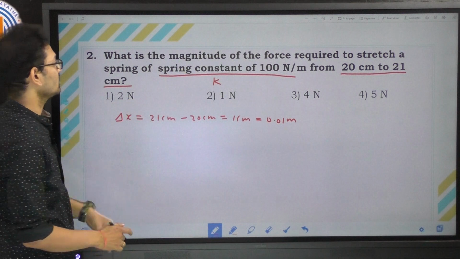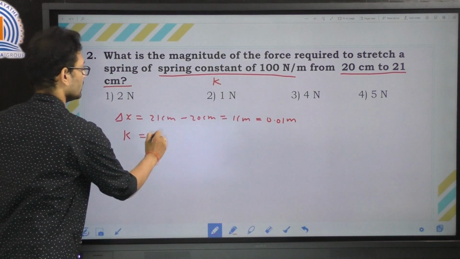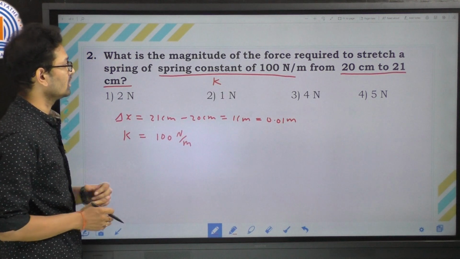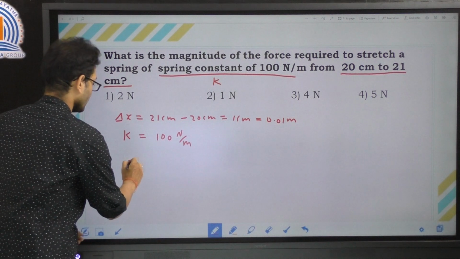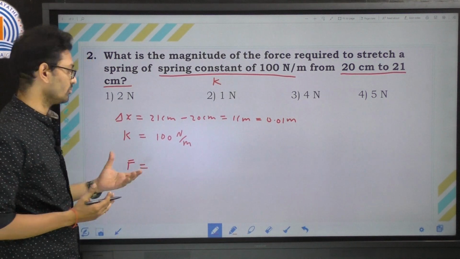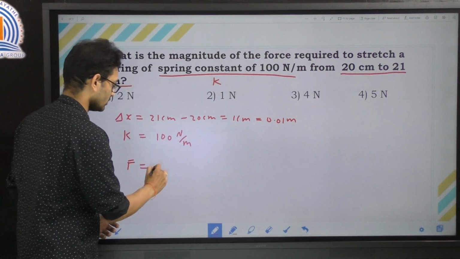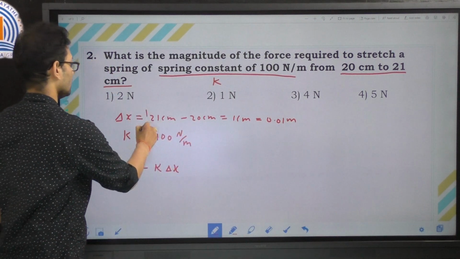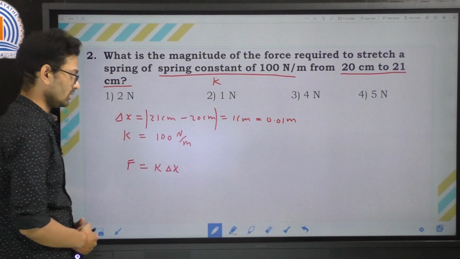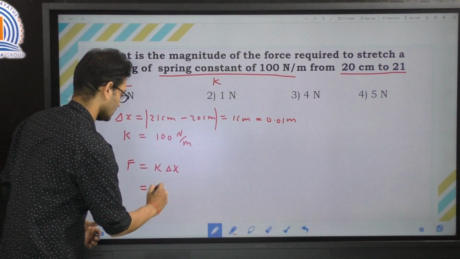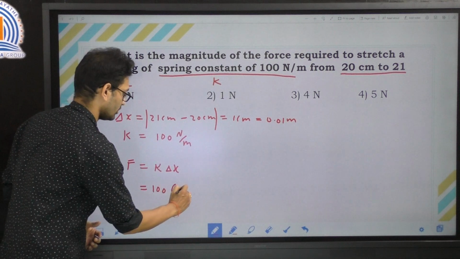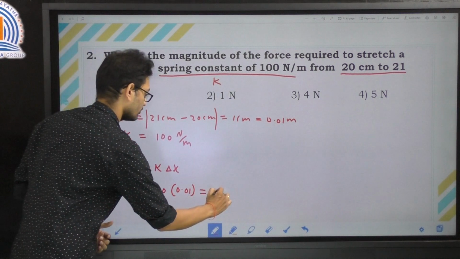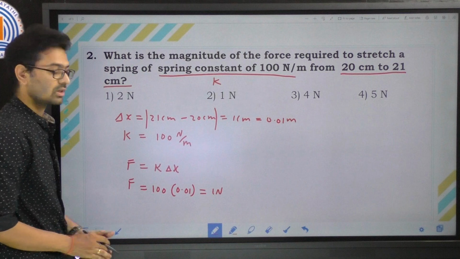Now the spring constant is also given, like 100 Newton per meter. What I want is the magnitude of force. How do you find out the force? The magnitude of the force is equals to k into delta x. So anyway, the delta x is also found. Delta x is 0.01 meter. If you substitute those values, 100 into 0.01, F is going to be equal to 1 Newton. Multiplication, you're going to get 1 Newton.